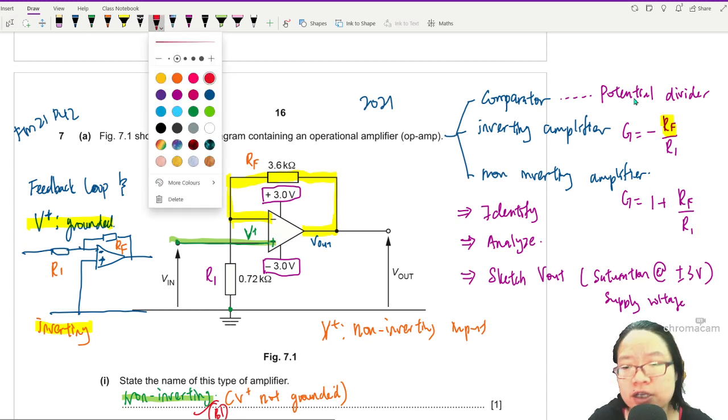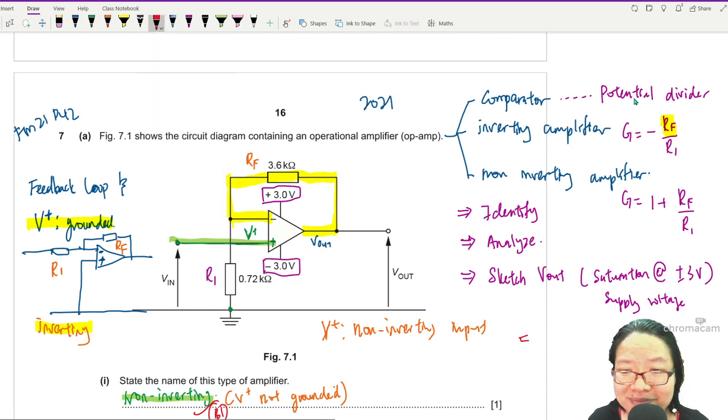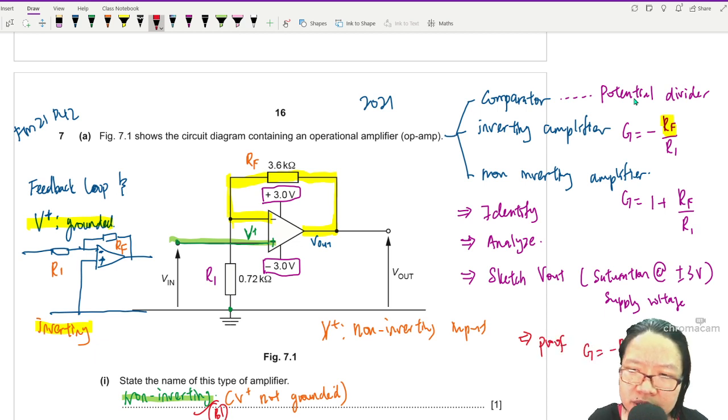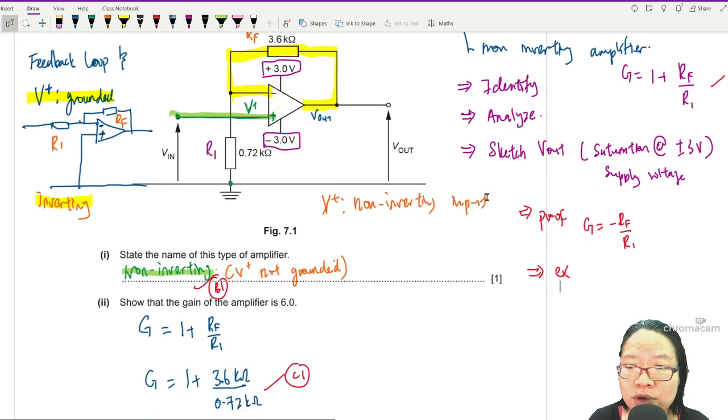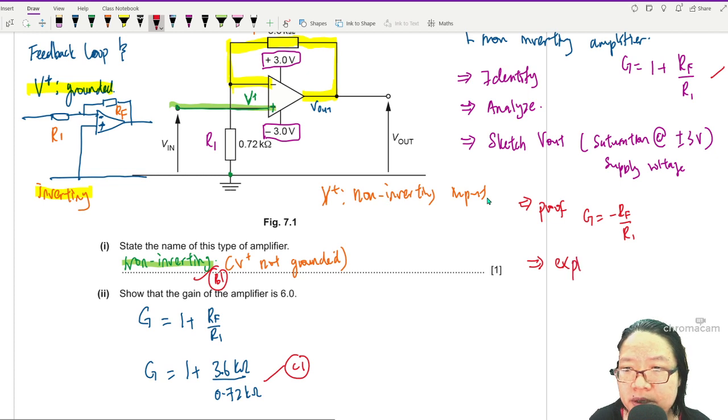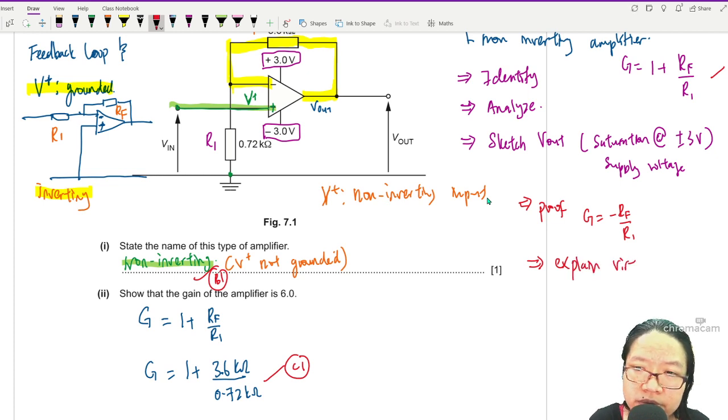Yes. So things that you can memorize in op-amp, although I don't recommend, is the proof for the gain. This one has come out before, but I don't think they can't ask this. So make sure you know how to find the proof for gain. And also, oftentimes they will ask you to explain. So you need to figure out how to explain virtual earth for the inverting amplifier.